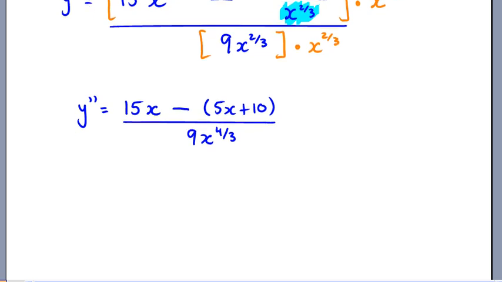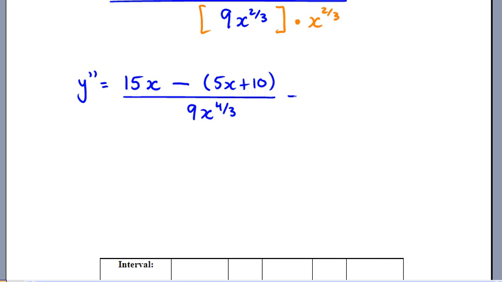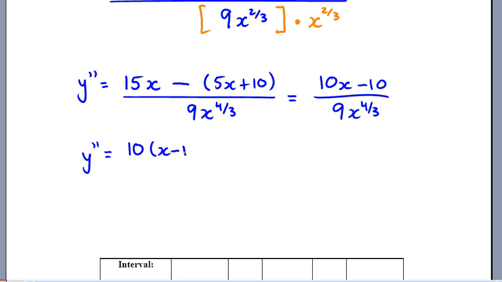Okay, well, how much room have I got left? Ooh, not a lot. Okay, tidying up. 15x minus 5x. Looks like we've got a 10x minus a 10, all on top of 9x to the 4/3. Okay, hey, we could factor a 10 out. No, I'll put it down here. We've got 10 times x minus 1, all sitting on top of 9x to the 4/3.